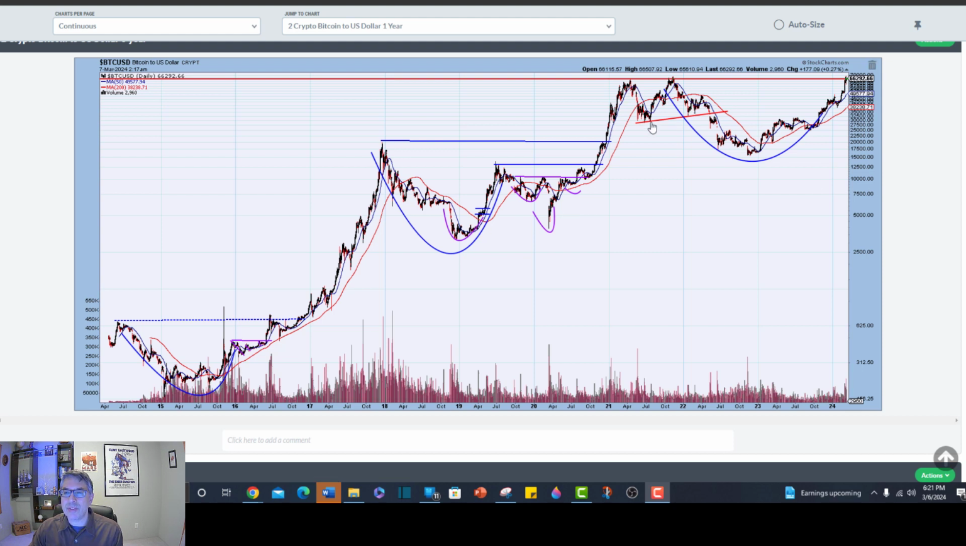And here's your double top. You draw a line across the neckline. You sell or you go short when it breaks the neckline.